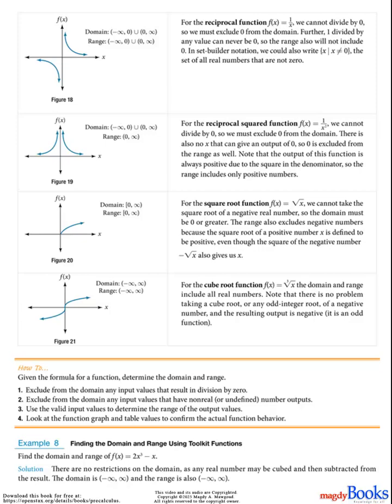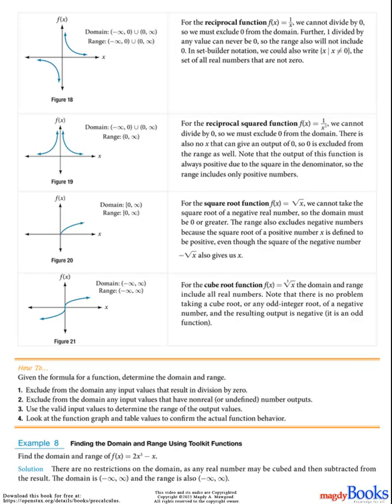Figure 21. f(x) = ∛x. Domain: (-∞, ∞). Range: (-∞, ∞). For the cube root function, f(x) = ∛x, the domain and range include all real numbers. Note that there is no problem taking a cube root, or any odd integer root, of a negative number, and the resulting output is negative. It is an odd function.